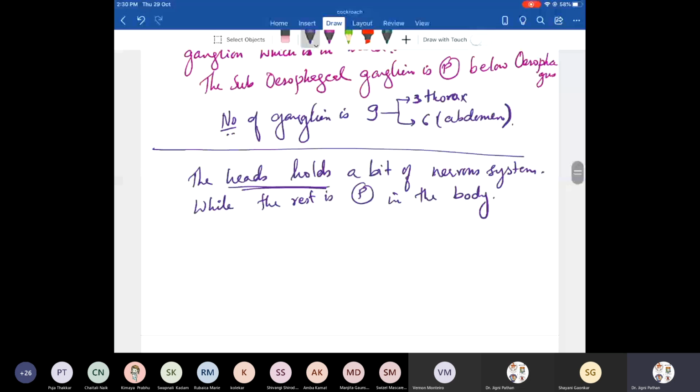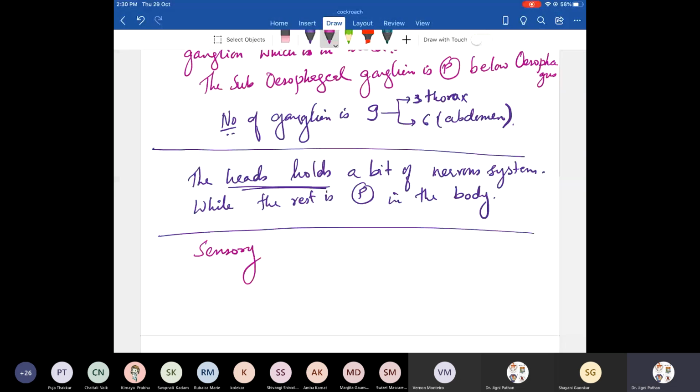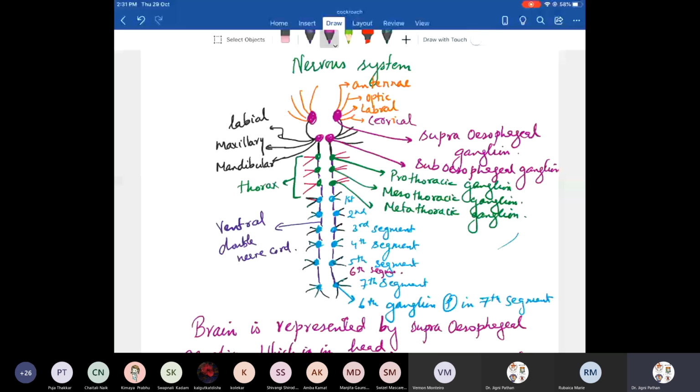The next part is sensory. Vernon, listen. The sixth segment has no ganglia. If you see here, this is the sixth segment, right? There is no ganglia in the sixth segment. But when we count these ganglia, 1, 2, 3, 4, 5, and this is the sixth ganglia. The sixth ganglia is present in the seventh segment. Are you understanding, Vernon?